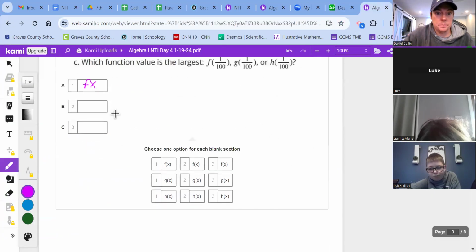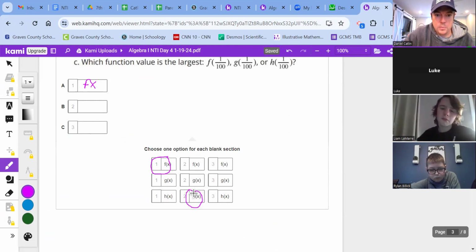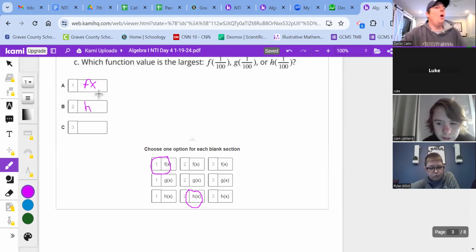So for this one, I like this at the bottom. I can just circle. That'll be better for me. All right, so the first one, A, was f of x. The second one was h of x, and we got one more left to do. So this one was h. I will try my best to draw an H there so you don't get confused. So FH, let's look at the last one.